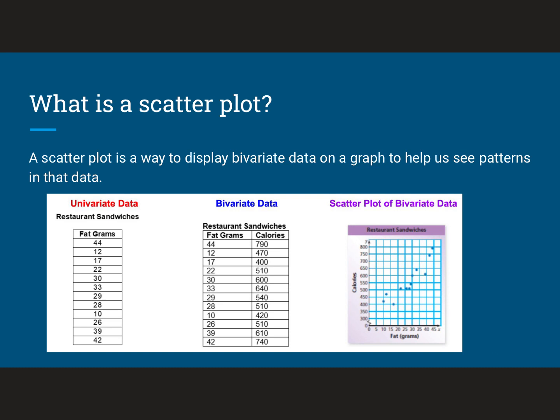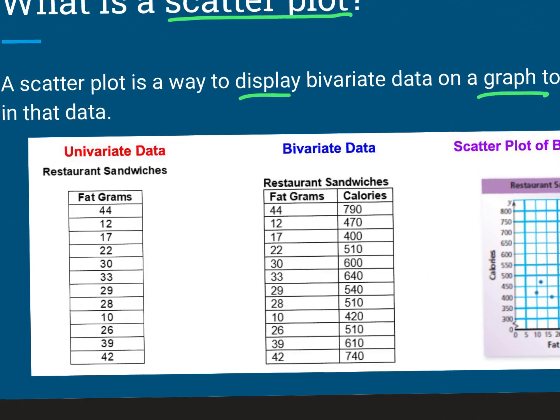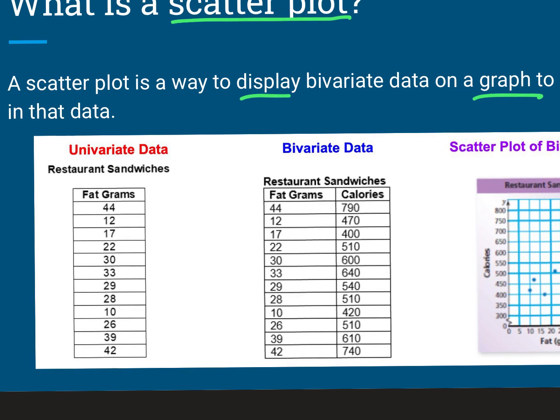So what is a scatter plot? So a scatter plot is just a way to display bivariate data on a graph that helps us to see the patterns in that data. So for example, let's look here. Blow this up a little bit for you. So first we have, this is univariate data. Notice it only has one thing. We're looking at restaurant sandwiches at fat grams.